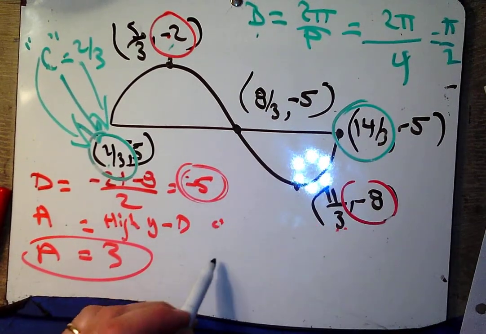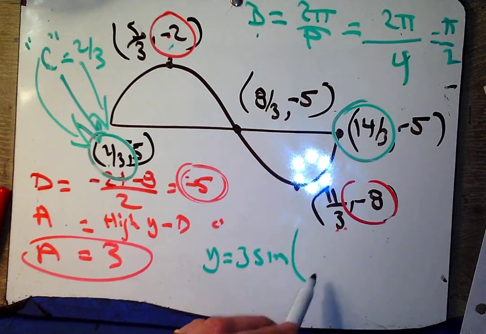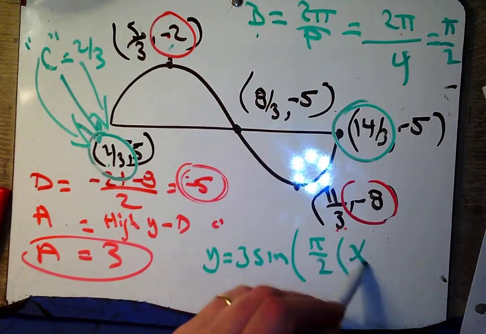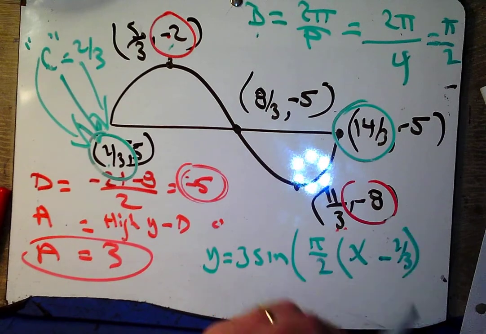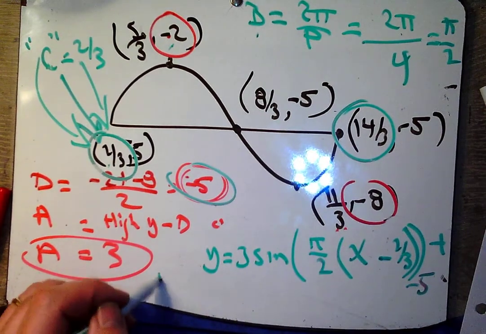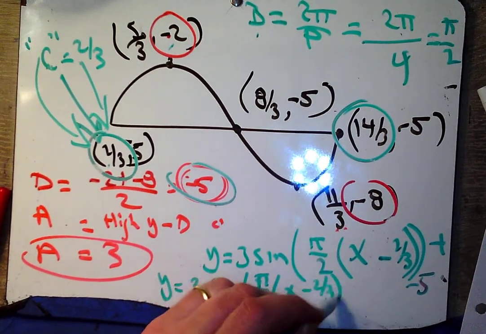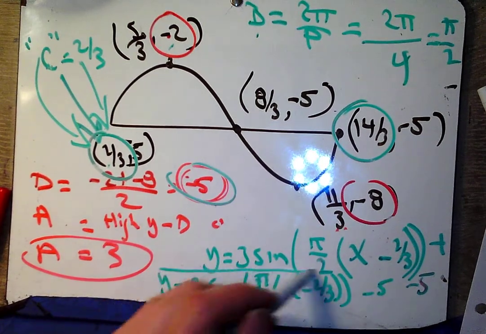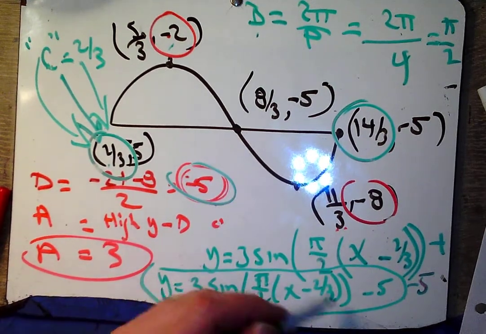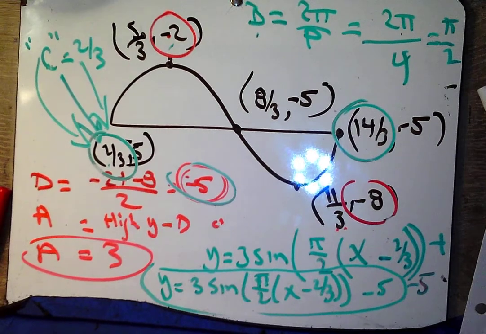So let's write our equation. Y equals positive 3 sine. Our b value is pi over 2, times x minus 2/3, plus our d value of negative 5. Yeah, I probably would write y equals 3 sine pi over 2 times x minus 2/3, minus 5. And again, if you want to be the person who distributes, sure, be the person who distributes. But if you distribute wrong, yeah, I got to mark the whole problem wrong. And nobody wants that. So I'd leave it in this form.